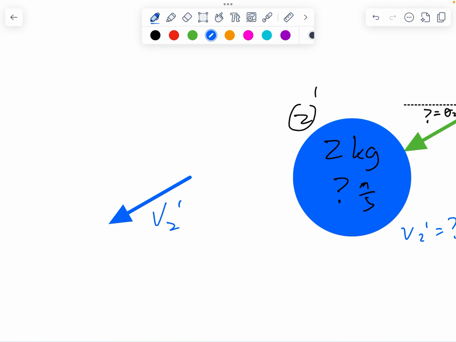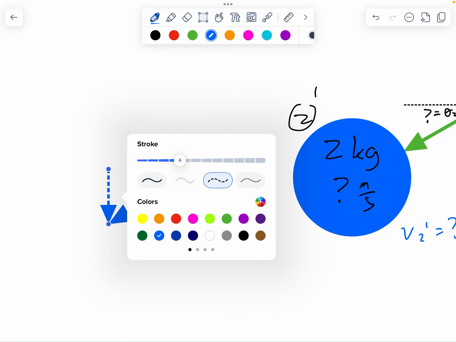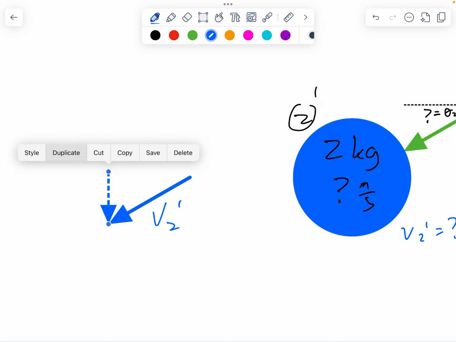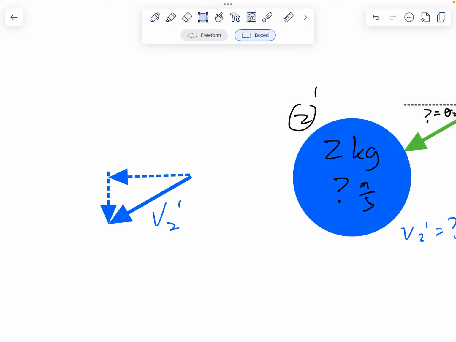So V2 prime points down and to the left, so there are components that point down and to the left. And just like I did with ball number 1, the red one, I'm going to make my components dashed lines just to make it clear that I am talking about the components here. I'll try to clean this up a little bit. I feel like that one's crooked. Okay, that's good enough. All right, and then this is my theta 2.